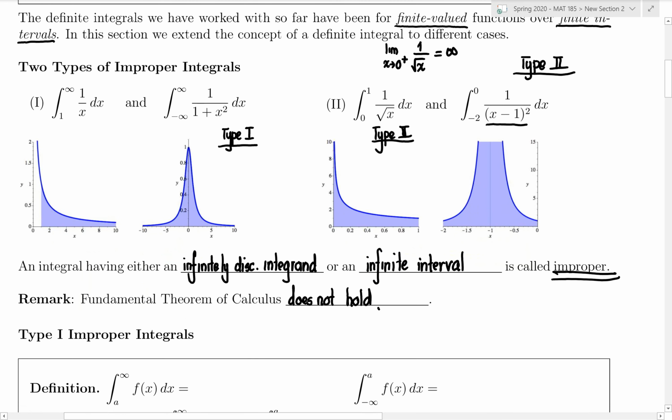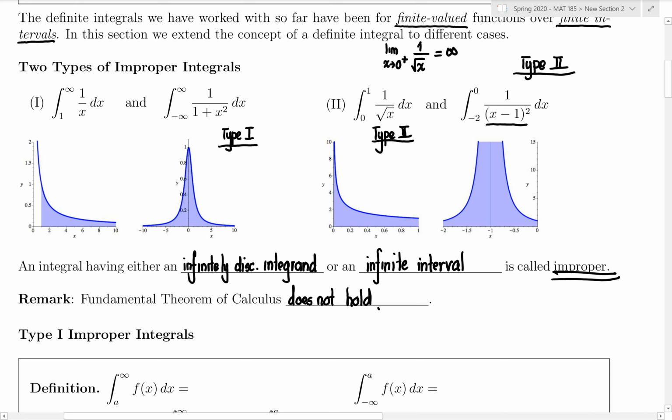So there's type 1 integrals, there's type 2 integrals. They are either integrals having an infinite discontinuity in the region of integration, or we're integrating over an infinite interval. And in either case, the fundamental theorem of calculus does not apply, which means we cannot do integration the way we've been doing it so far. So how do we evaluate these types of integrals is really what we're going to be talking about today. That's really the goal here today, to figure out how to evaluate improper integrals.